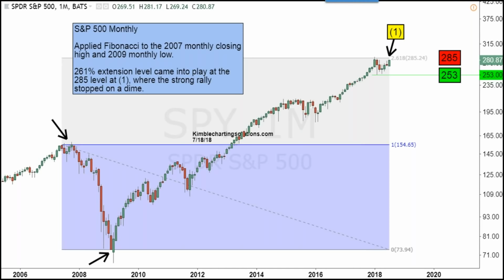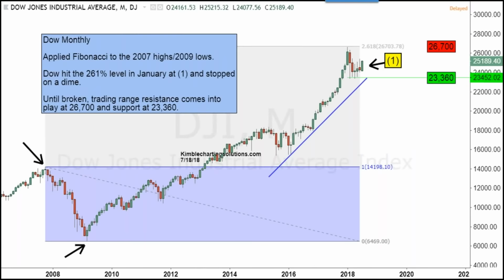So the key resistance is 285 on the upside and 253 on the downside. The prior slides showed that when the 161 level was hit, it took 20 months to rectify getting above that. I humbly would be very, very surprised if it takes that long to rectify this price pattern. So just real quickly, the Dow's doing the same thing. It hit the 261 price level in January, and it's created its sideways chop.